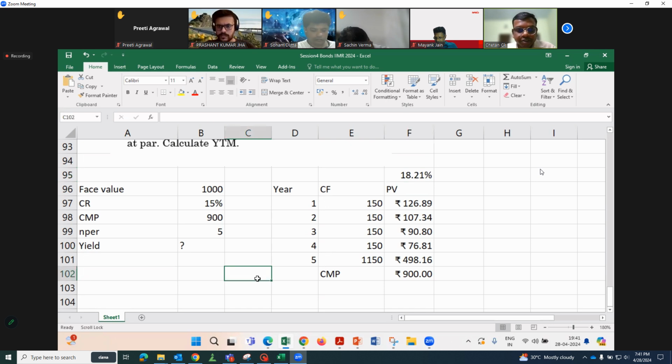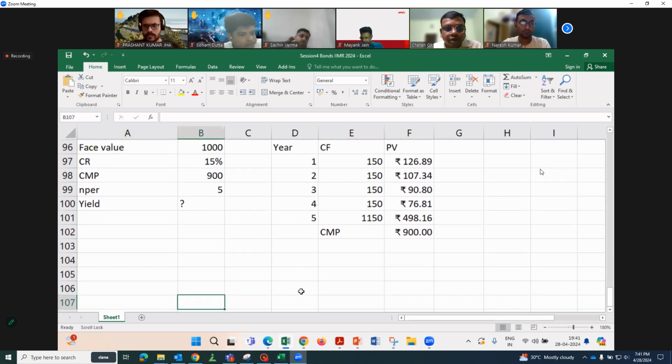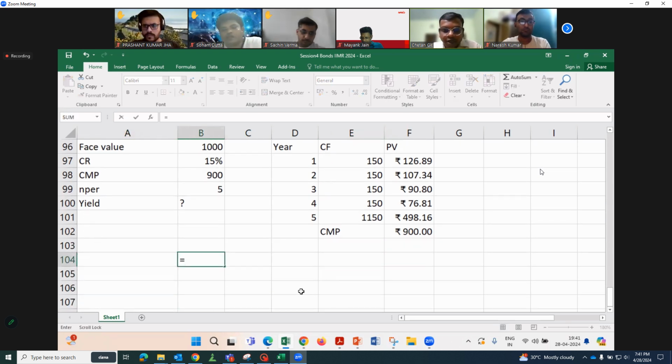Now, if you have understood this, this is actually called the trial and error method using the goal seek function. But we have a direct function called YIELD. Let us learn this. Let us discuss this yield function.